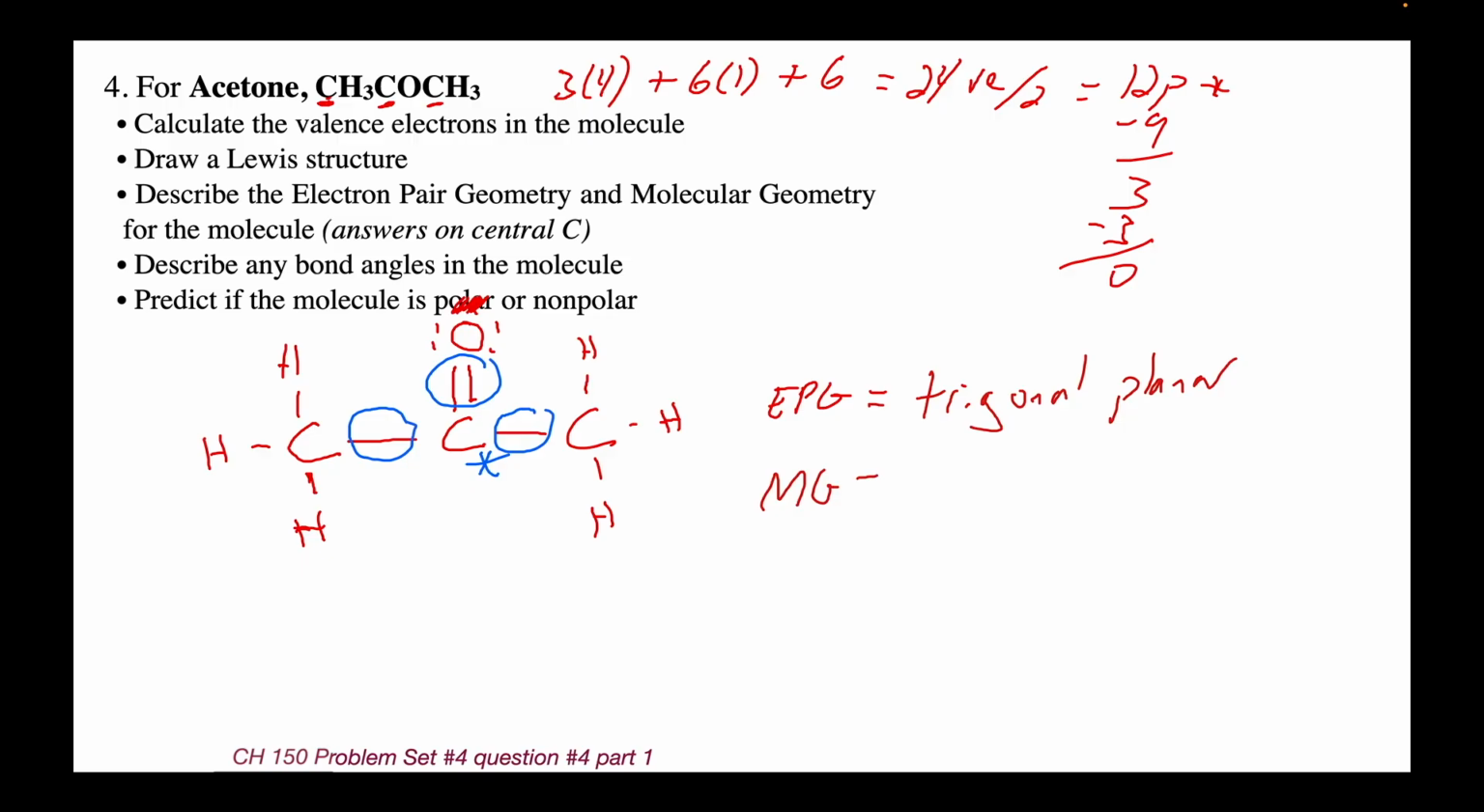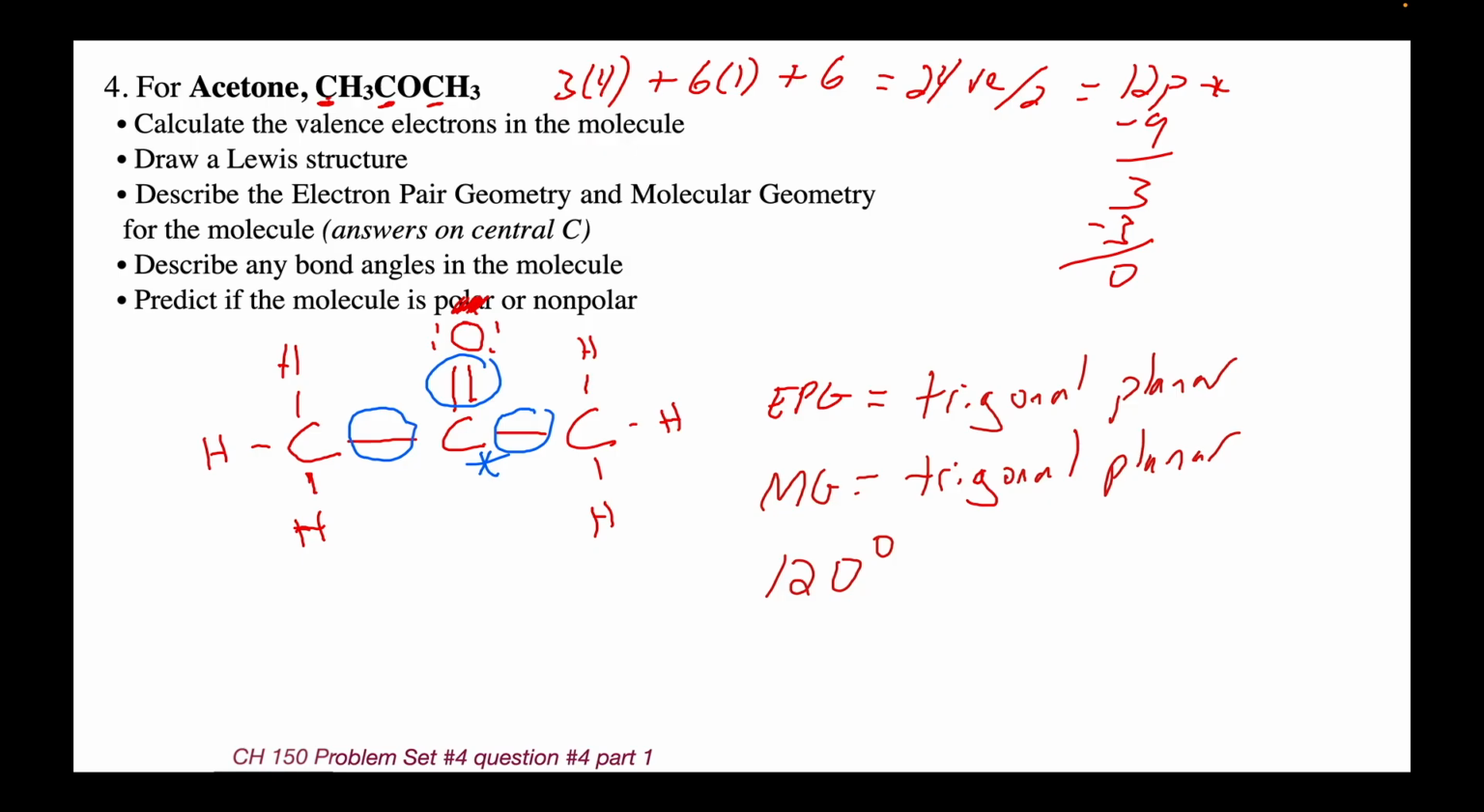Now, there are no lone pairs, so EPG and MG will be the same. So this is also called trigonal planar for the molecular geometry. The bond angles around trigonal planar systems are 120 degrees.